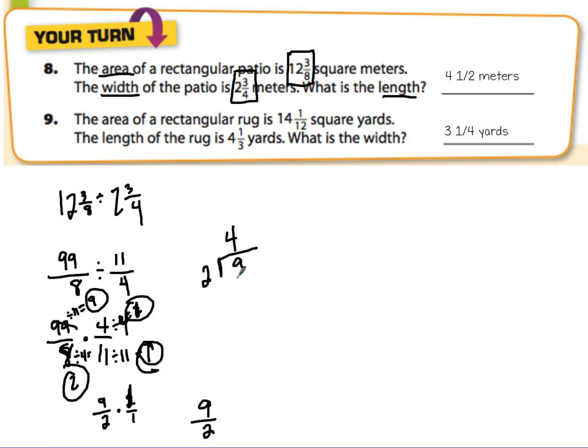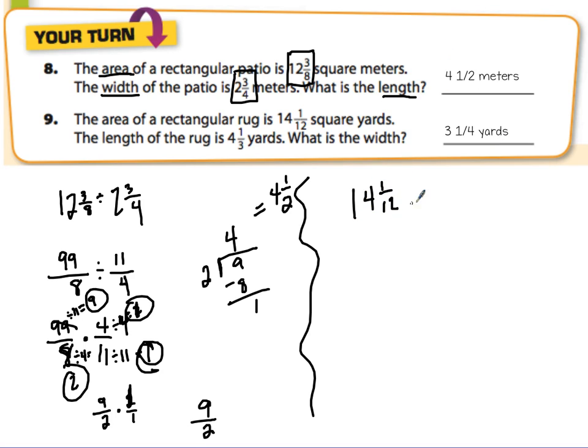2 goes into 9 4 times. Minus 8 leaves me with 1 piece. So that gave me 4 1/2, which was correct for this one. Here I have 14 1/12 as the area, and I'm dividing it by the length of 4 1/3.